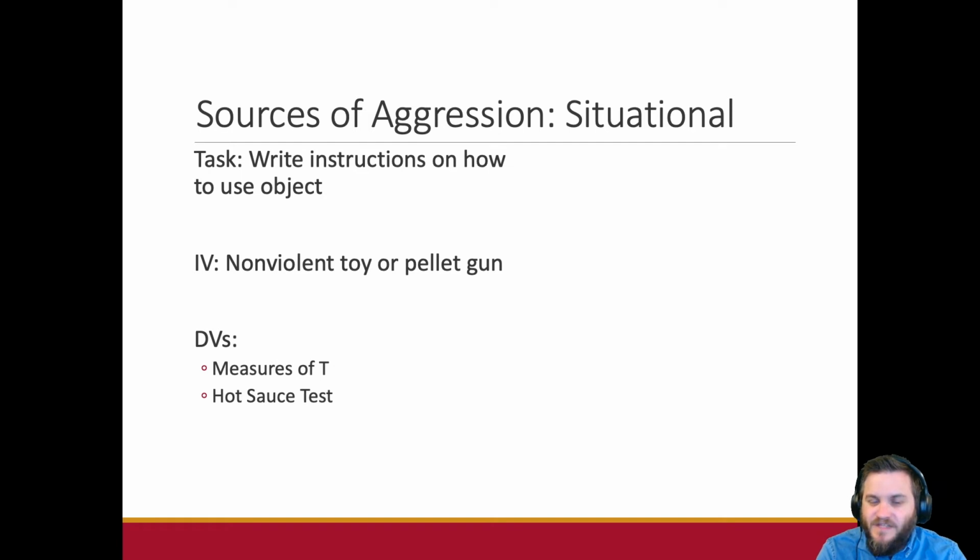Now, this one is an interesting one. This is an additional situational variable, and it has to do with the presence of guns. So the task was to write instructions on how to use the object. The independent variable was either a nonviolent toy or a pellet gun. So people had to write instructions on how to use either one.